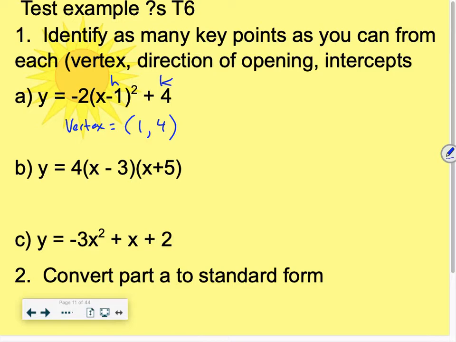You can also tell that this one opens up, or excuse me, down. And you can tell that because the A value is negative.